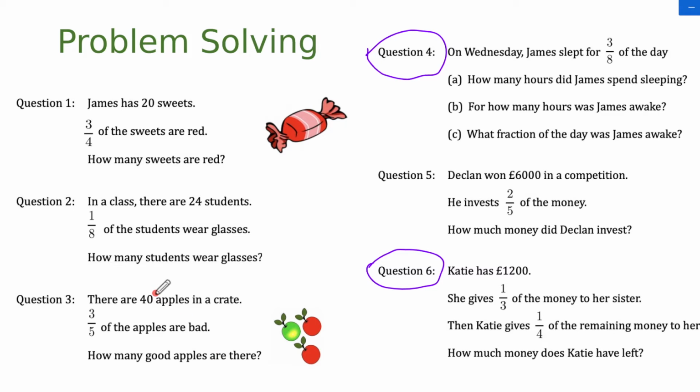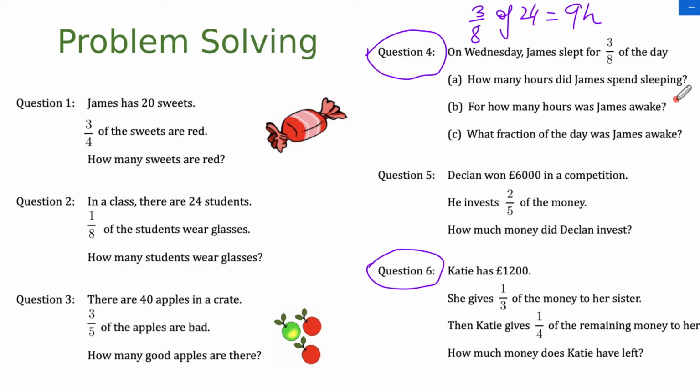Now we're going to have a look at this. On Wednesday, James slept 3/8 of the day. How many hours did he sleep? So obviously you have to do 3/8 of 24. So you do 24 divided by 8 and times by 3. 24 divided by 8 is 3. Times 3 is 9. 9 hours. So he spent 9 hours sleeping.